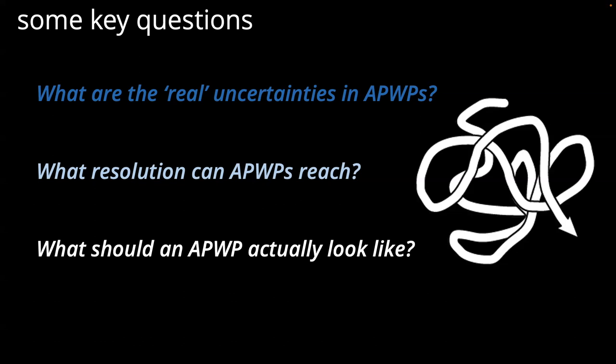So first of all, we know, especially just because Dowie told us, that the uncertainties are not being handled properly when we're constructing apparent polar wander paths, right?